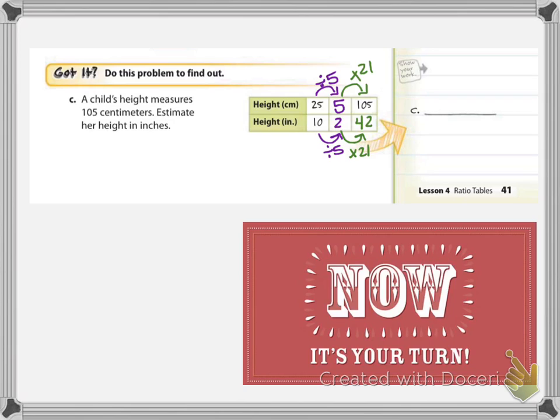All right, well, here's the final answer. So the child's height ends up being 42 inches. So you can see that I scaled down to 5, and then on the bottom to 2. So I divided both numbers by 5, and then I scaled forward by multiplying both by 21.